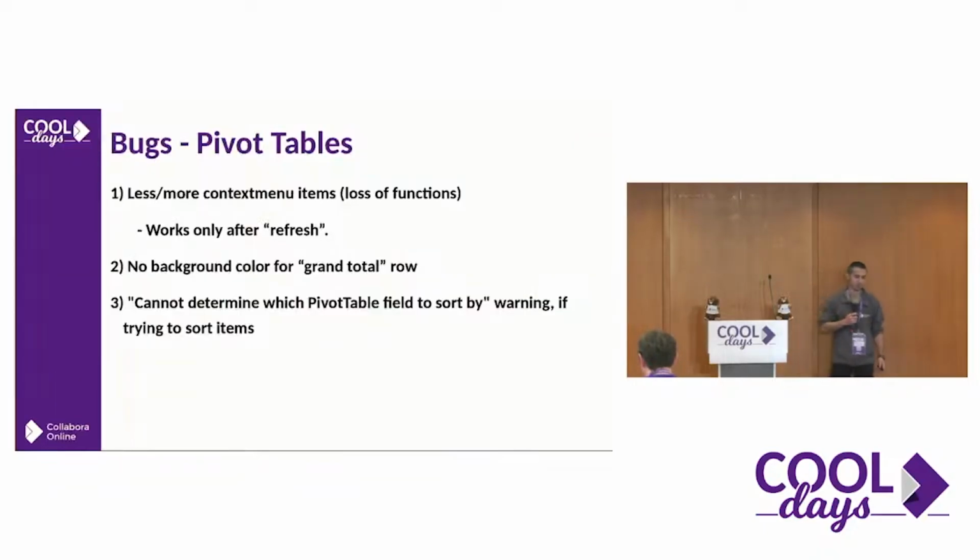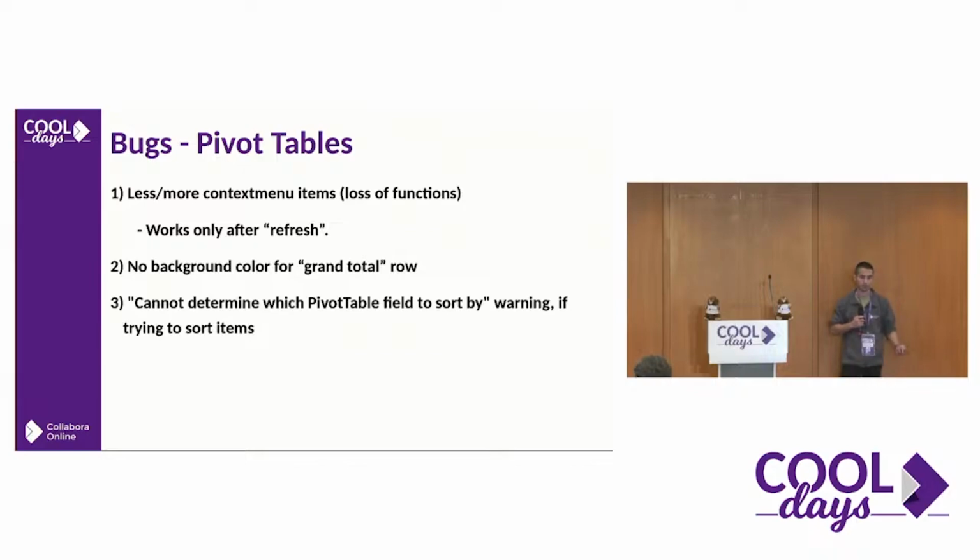If you create a pivot table in LibreOffice Calc and then save it as an Excel format and then open that document in Windows, in Excel, you will see there are some issues. When you right click to open the context menu, you will see different items there, different options, and then when you click refresh, you will see different context menu items. So that means we'll lose some functions and some options.